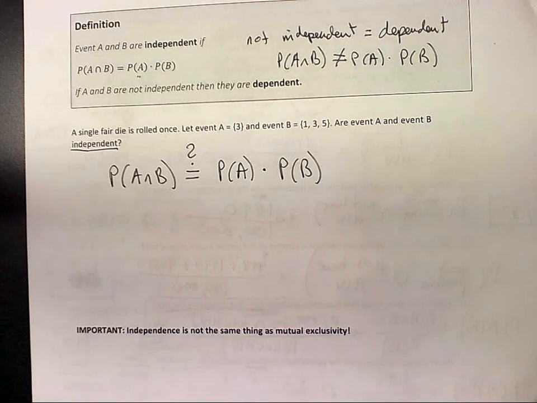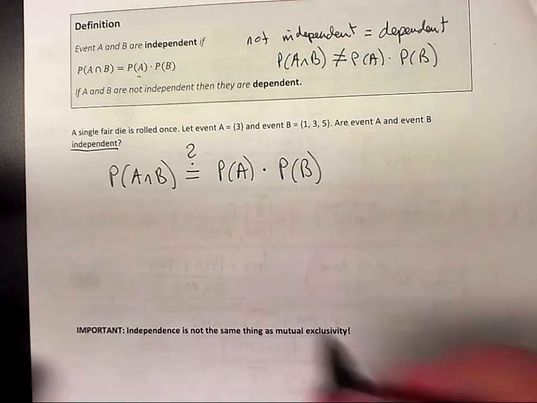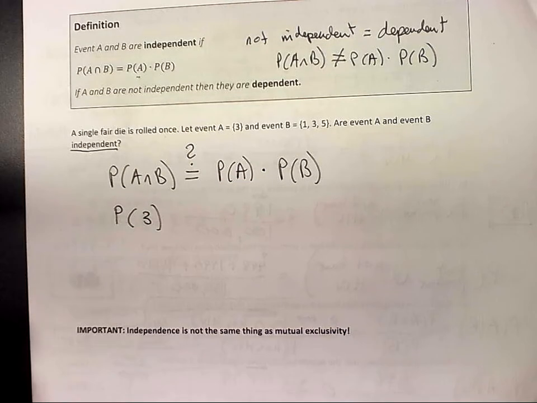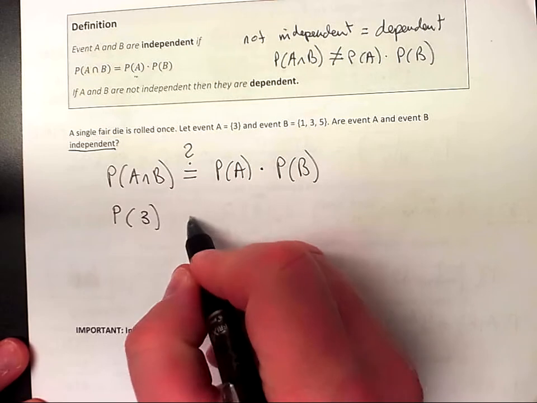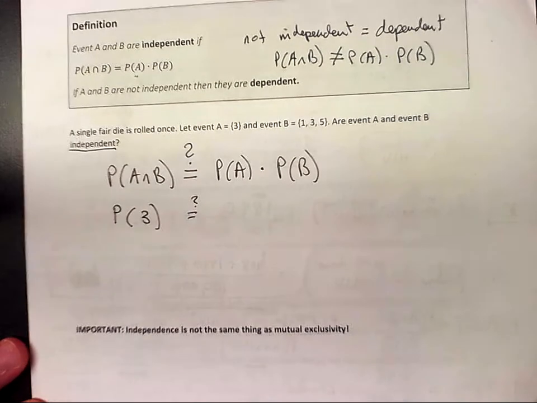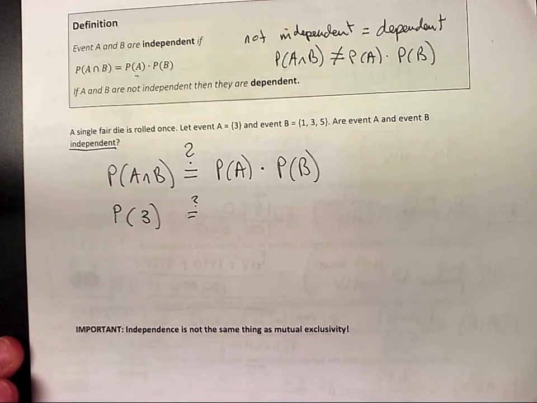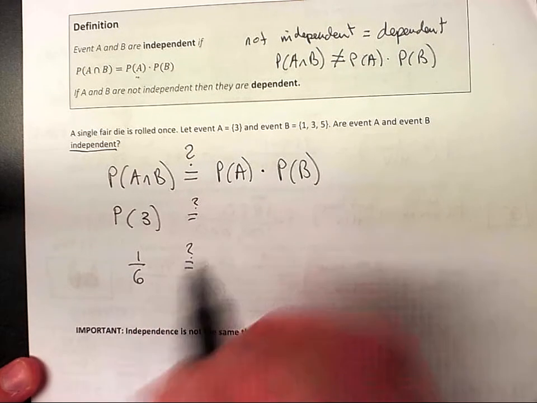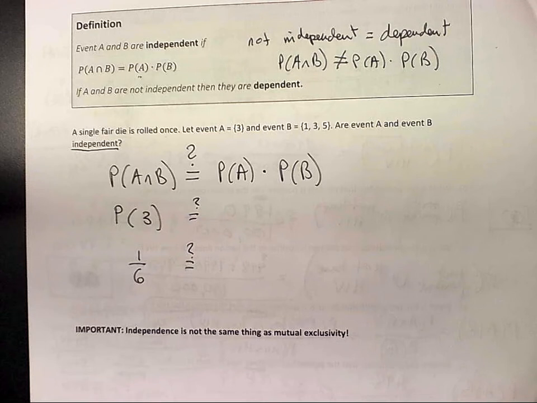All right, so let's start off with the left-hand side. What is in the intersection of A and B? 3. So then therefore I can rewrite this right here as the number 3. Is everybody good with that? Then if this is a fair die, what's the probability of rolling the number 3? So therefore we have that the left-hand side is equal to 1/6.